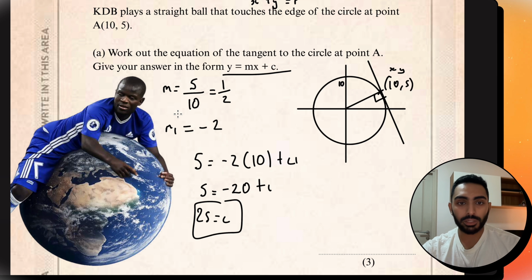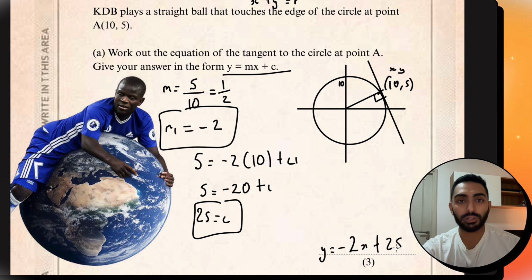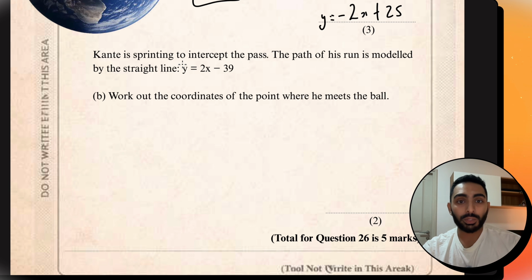We've got this piece of information and this piece of information. We just need to write that as an equation of a line. y is equal to -2x plus 25. Or you could write it as 25 minus 2x. It doesn't matter.